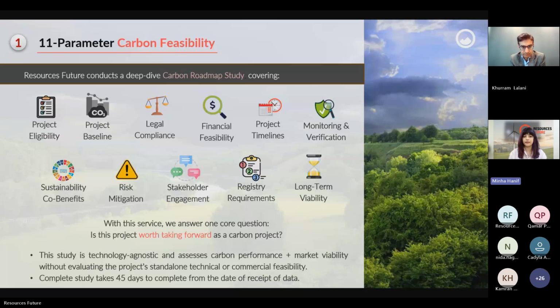So what was your baseline? What are your planting species maybe? How long will it take for the species to mature? So the idea of the 11 parameter carbon feasibility study is to give you a complete roadmap on how you will be able to take your project from feasibility to registration.